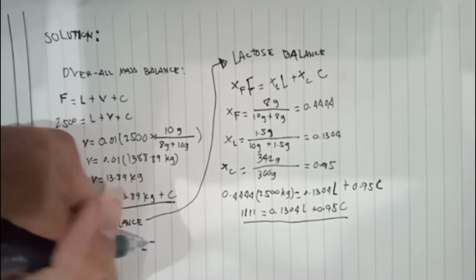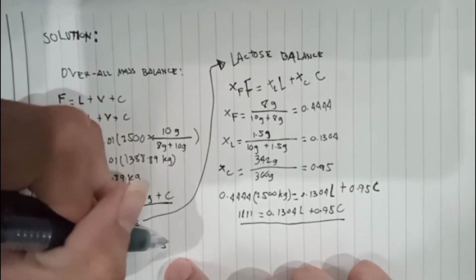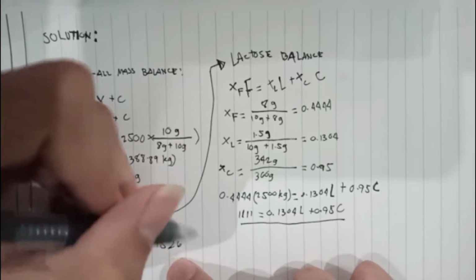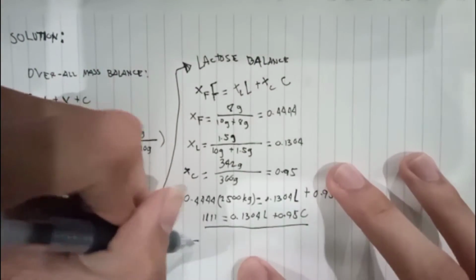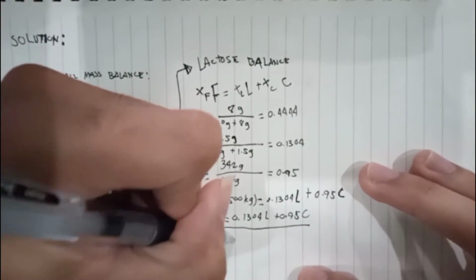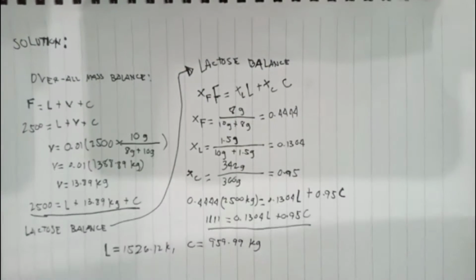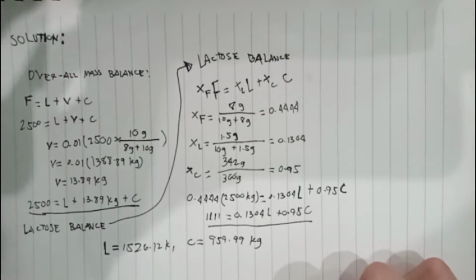the value of our liquor is 1,526.12 kilogram, and in our crystal we have 959.99 kilogram. Now we already did the mass balance. Next we can do a heat balance. Now let's continue to the heat balance.